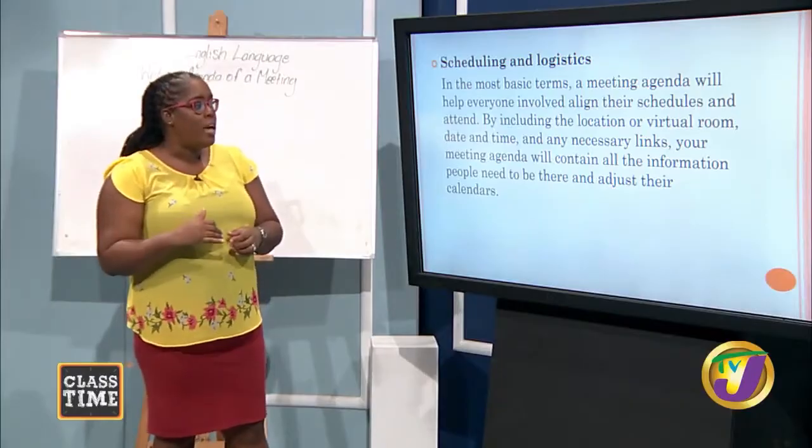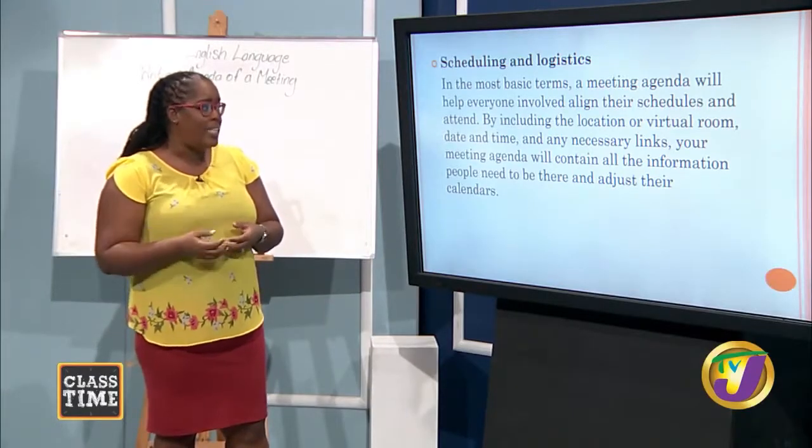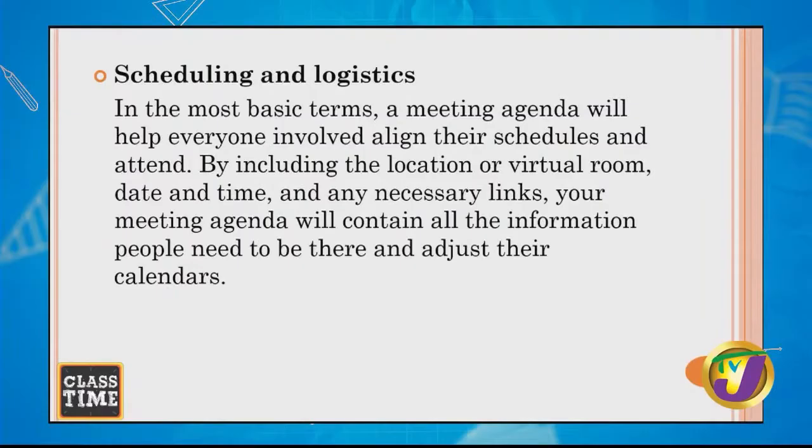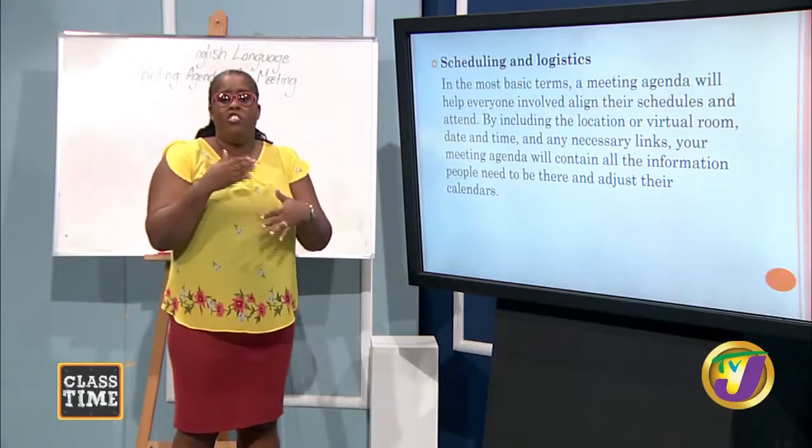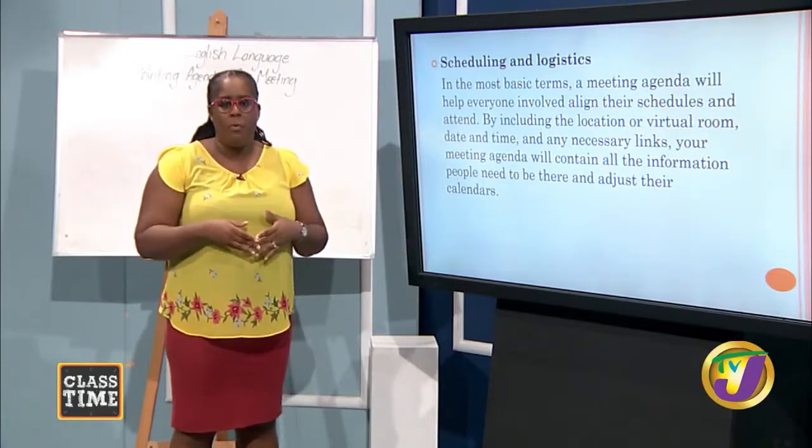By including the location or virtual room, date and time, and any necessary links, your meeting agenda will contain all the information people need to be there and adjust their calendars, right? Very important. So don't just hold it to yourself and wait until the time of the meeting to give the agendas. Consider others, persons, though they're at work, important things might have come up and they would want to know that, okay, then the meeting is at this time, so I can change things around so that I can be present for the meeting.